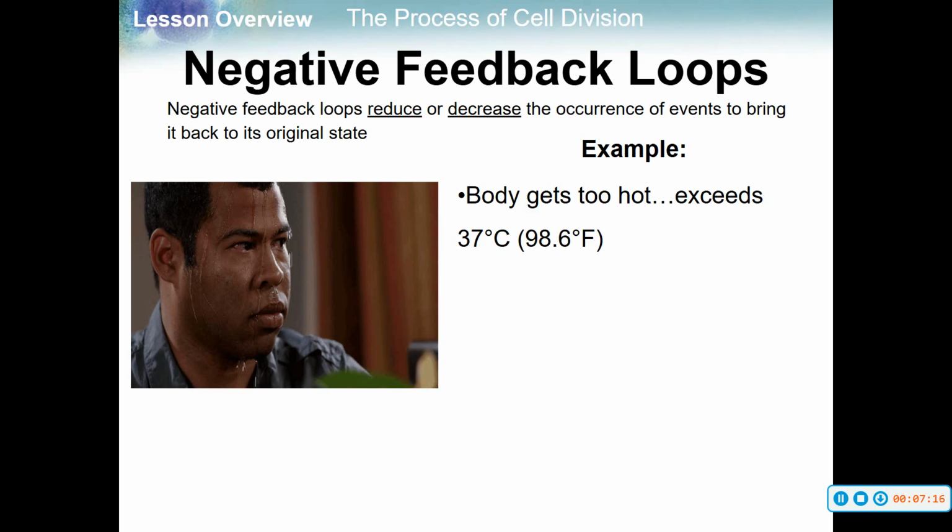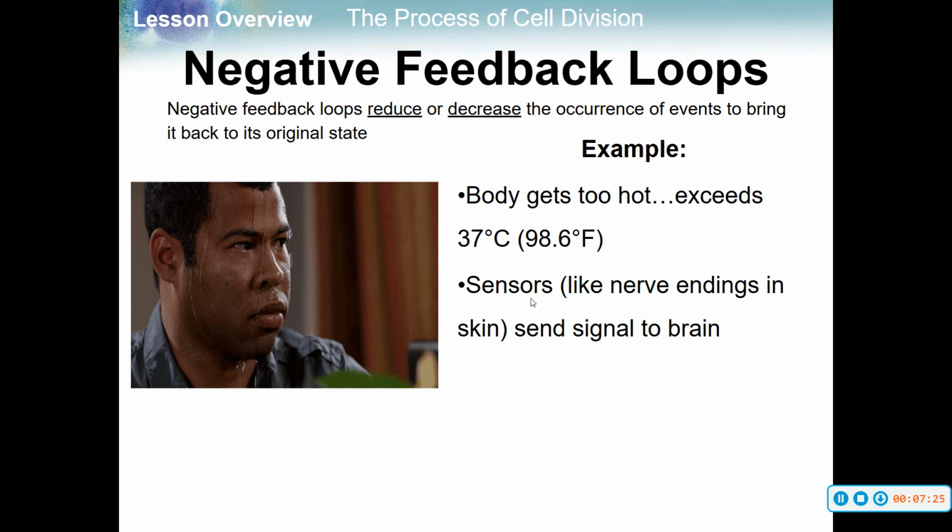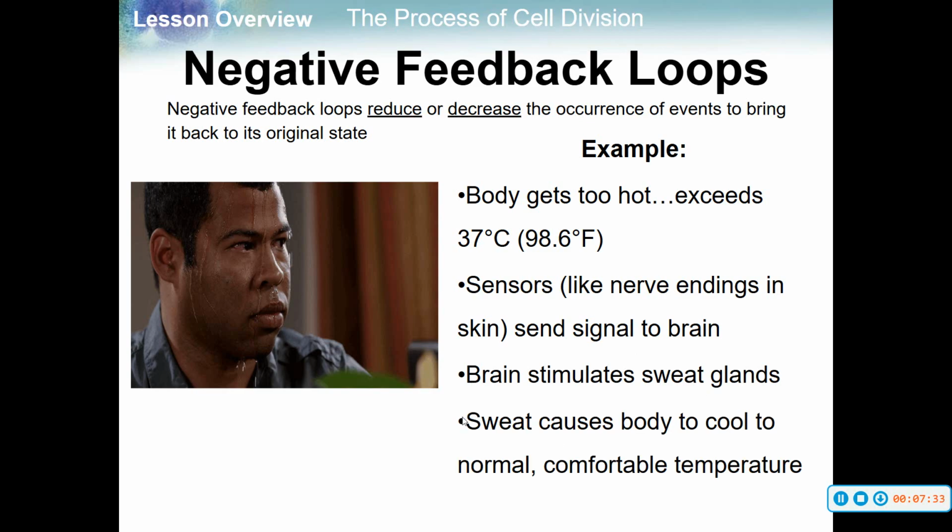So let's say we're in the middle of a heat wave, and it's super hot outside, and our temperature starts to rise because it's really hot. Now, there are going to be sensors that send a signal to our brain to stimulate the sweat glands, and then we start to sweat. And when that sweat evaporates from our skin, it cools us off so that we can get back to our original normal temperature of 98.6 degrees Fahrenheit. So these steps will continue to happen over and over again until we've reached homeostasis, until we've gotten back to that original balanced state.